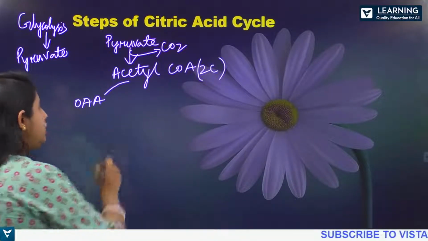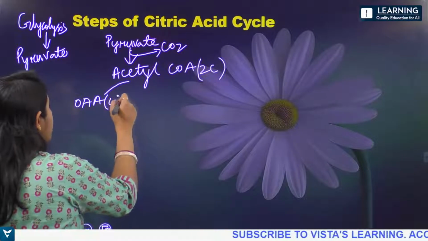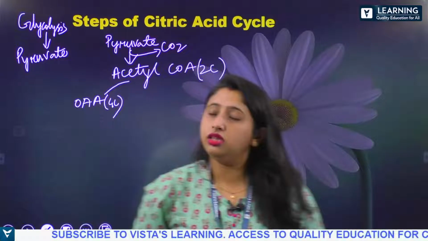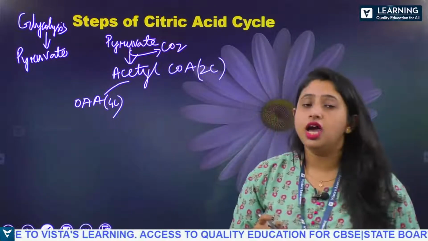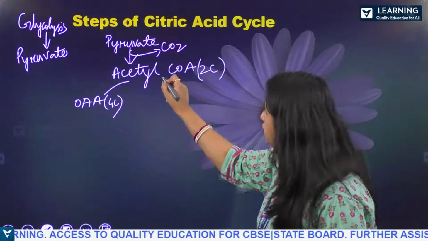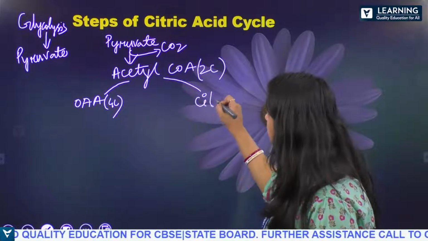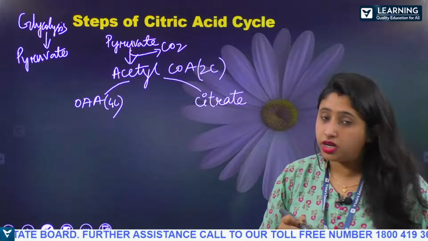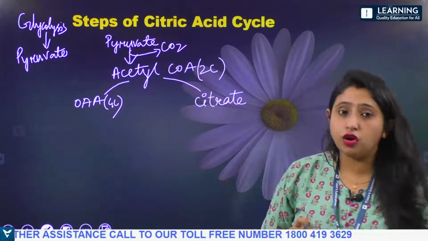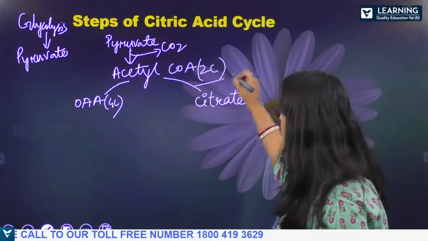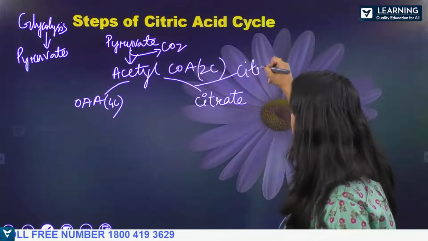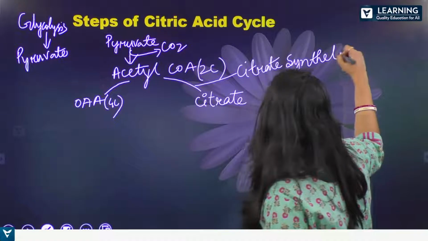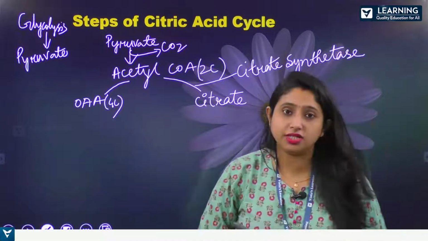OAA, oxaloacetic acid, is a 4-carbon molecule. So acetyl coenzyme A combining with oxaloacetic acid leads to the formation of citrate. Now here the enzyme involved is citrate synthase.